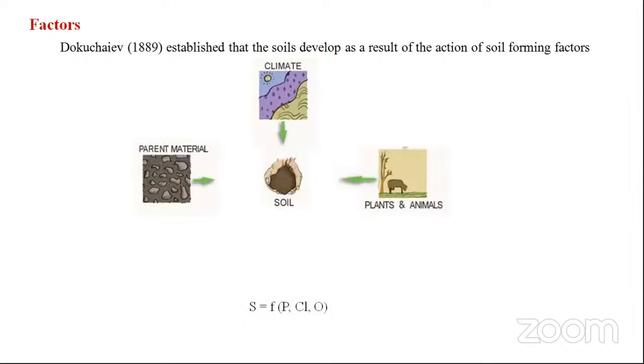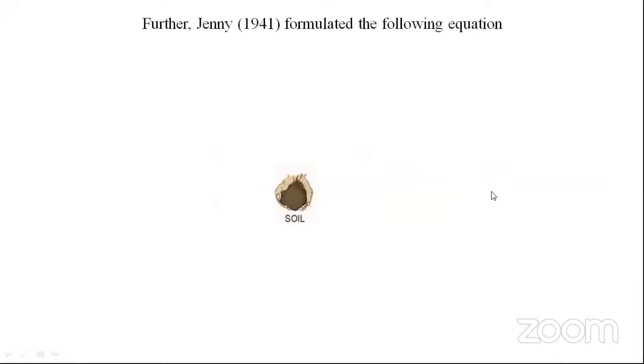So what happened later on? Dokuchaev said that parent material, climate, and organisms, the biosphere, are the important factors, but this was not satisfactory. Later, another famous scientist called Jenny, in 1941, formulated the following equation. What did he say? How many types of soil forming factors are there? Now we will see. What are the major soil forming factors?